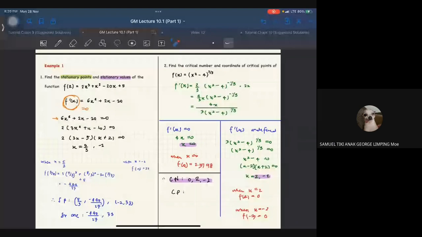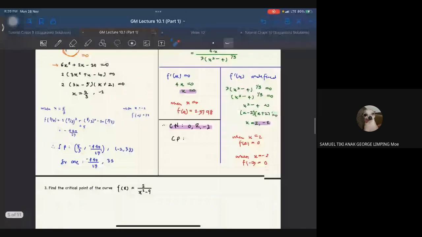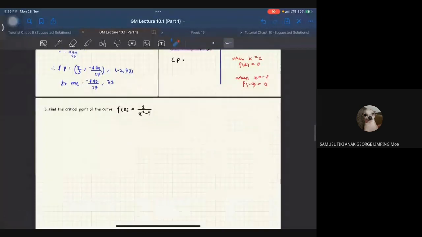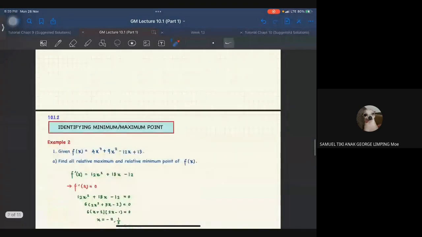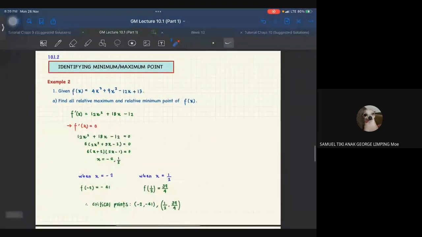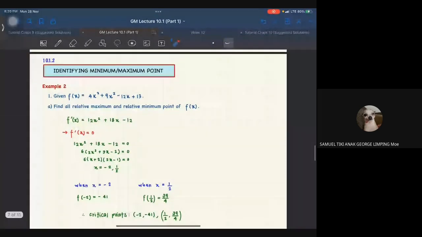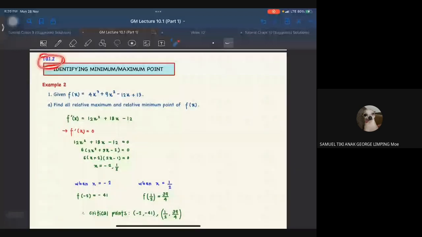Okay, good. Okay, so ada example number 3. Example yang ketiga is this one. Okay, tapi yang ini awak try siapkan sendiri. This example. Okay, so you can try this on your own. Okay, sebab saya nak masuk the second part, which is identifying minimum and maximum point. Okay, so jom. Subtopic is identifying minimum or maximum point.